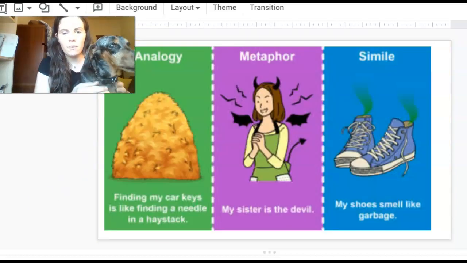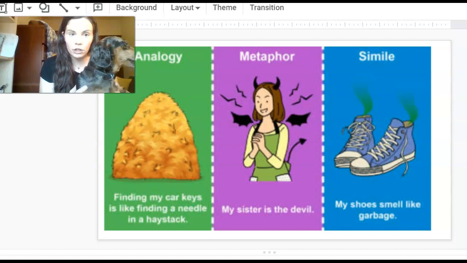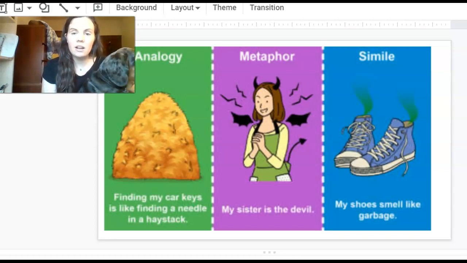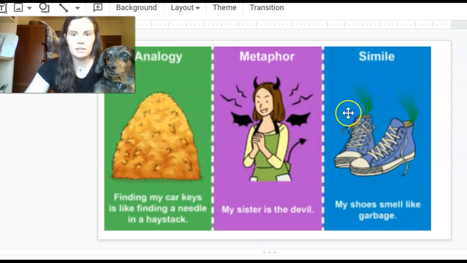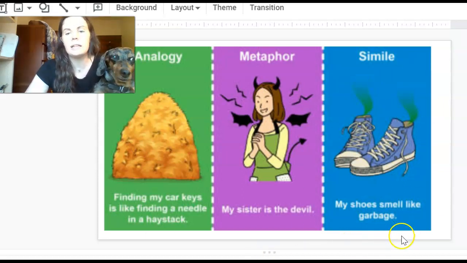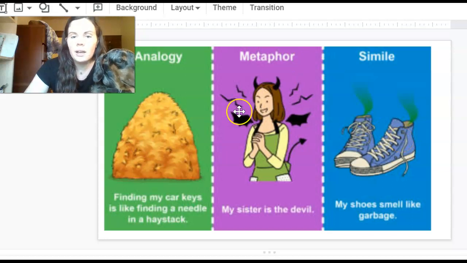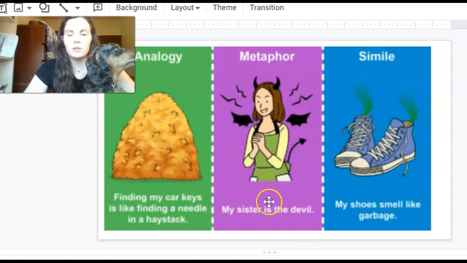So metaphor is probably something you have heard in an English class before. It's likening two unlike things and not using a comparison word like or as. That would make it a simile. A simile is my shoes smell like garbage. A metaphor would be my shoes are garbage. My shoes are trash, right? My sister is the devil. There's no like or as.